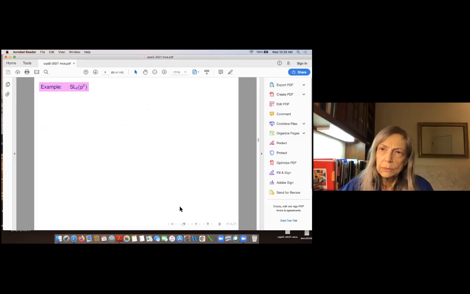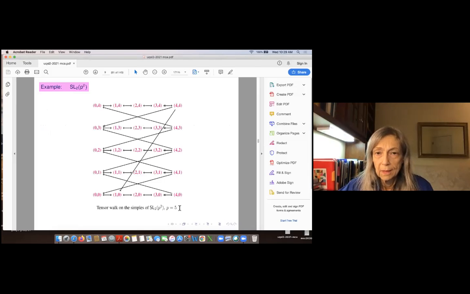So what about SL2 over p squared? Okay, so over a field of p squared elements, this is the quiver. It sort of looks like the quiver that we had across a line, but then there are these jumps to the line below. So this is the tensor walk. If you hit the right-hand boundary, you bounce to the left, but you also bounce down with various multiplicities.